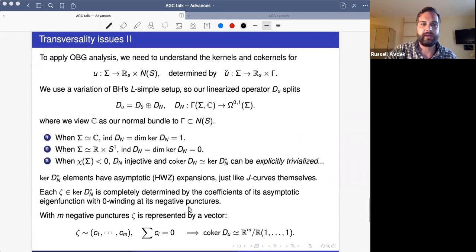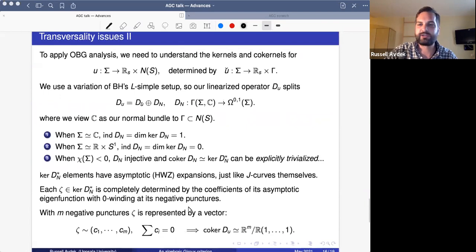To apply the obstruction bundle gluing analysis, my understanding of it is that if you can understand the kernels and cokernels of your linearized operators, then you can actually make some progress on this. And if you can't, then you might be in deep trouble. But we're kind of lucky in this case. So what we want to know is, we have a holomorphic curve inside of the symplectization of our neighborhood of our convex hypersurface, and it's determined by a holomorphic curve just in the symplectization of the dividing set.